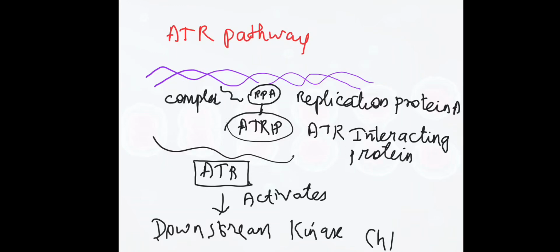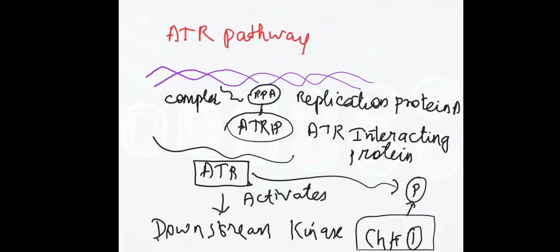That is CHK1, which is known as the effector. Eventually, DDR signaling spreads away from the damaged locus owing to the engagement of the diffusible kinase CHK2, which is phosphorylated by ATM. So this effector CHK1 is phosphorylated by ATR. In the case of the ATM pathway, ATM will phosphorylate which effector? That is CHK2.